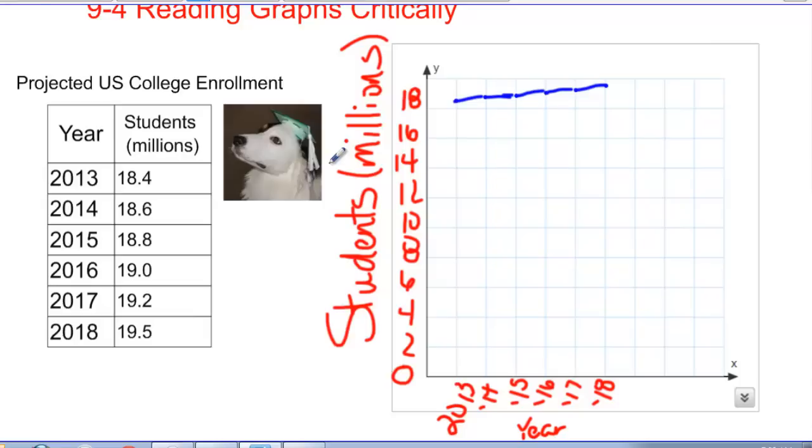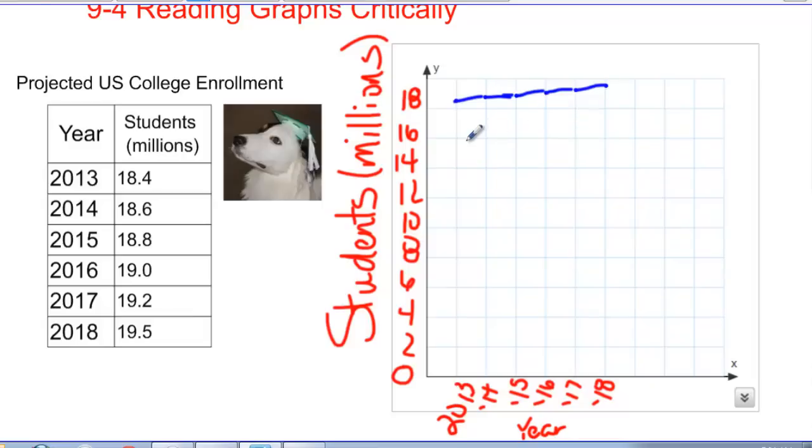And, you know, it looks like a small increase because our scale is in millions. So even though I'm going up 0.2 million from 2013 to 2014, which is 200,000 people, it doesn't look like a very large increase on this scale. But you can see how the numbers relate to each other, that these are small increases, that we're not doubling in size or anything like that.